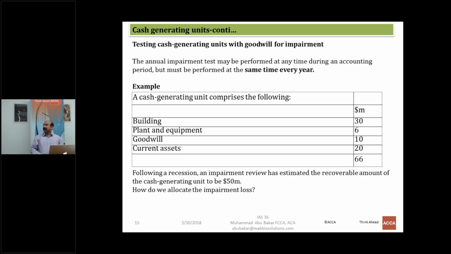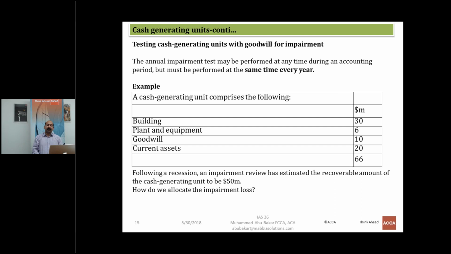See, a small example here. Testing a cash generating unit with goodwill for impairment. The annual impairment test may be performed at any time during an accounting period, but must be performed at the same time every year. Building 30 million, plant and equipment 6 million, goodwill 10 million, current assets 20 million. So this will give us 66 million.